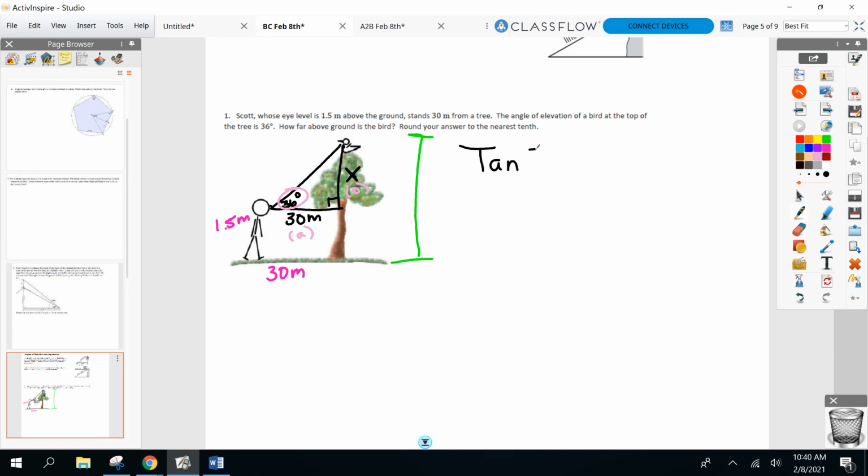Tangent of 36 equals, and I'm not asking anybody these questions anymore because we should have this down pat. This is our third day of doing this. Opposite side x over adjacent 30. Put it over 1 if you feel like you have to, and then cross multiply. Here we go.